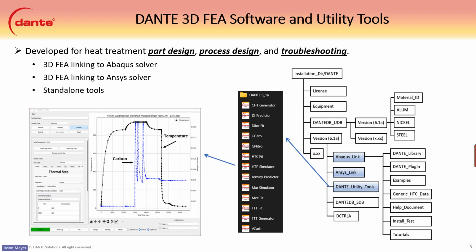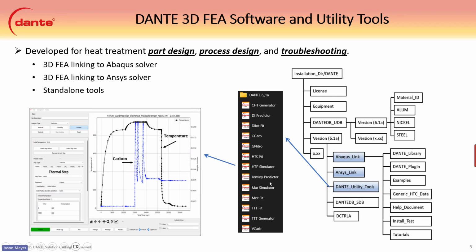So this is what you get when you get DANTE, the full FEA software. It comes with a bunch of different packages here, including our DANTE library, which is where all the subroutines and models are. It comes with the standard database and then a modifiable user database that you can use to edit your own steels with. But what we're talking about today is it also comes with the utility tools. And one of the utility tools we're going to be using today is the HTP simulator, which you see the little UI window here. We'll get into that in a little bit.